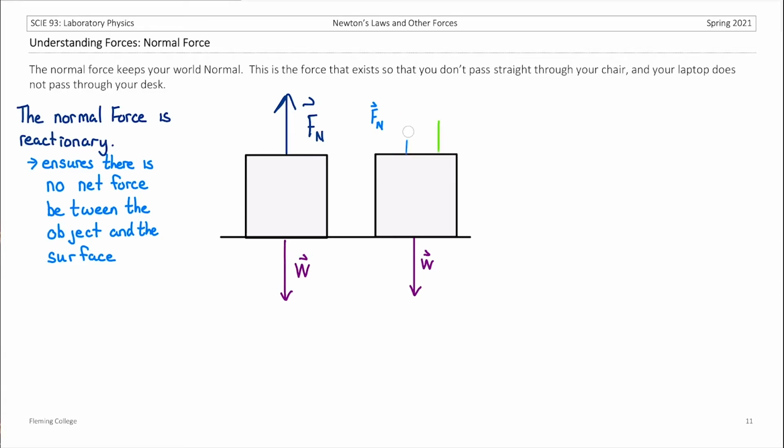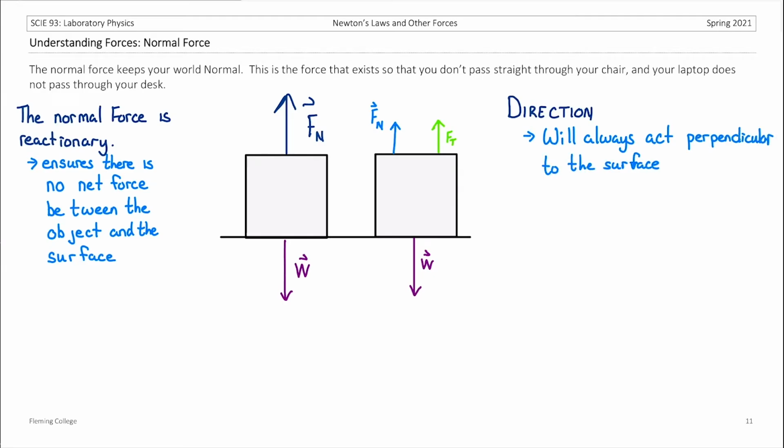But if we begin to apply a tension force, note that the normal force will shrink as we apply more. Again, the normal force will only exist enough to ensure that there is no net force perpendicular to the surface. The normal force will always act perpendicular to the surface.